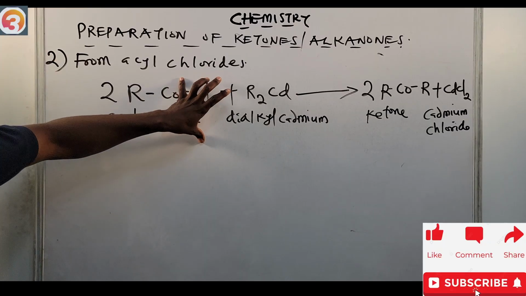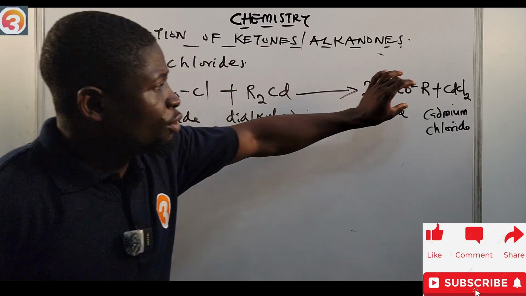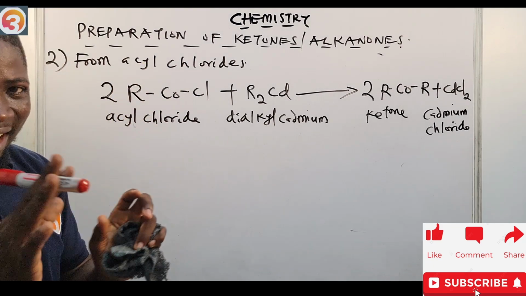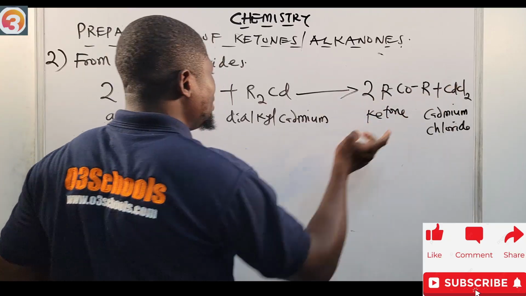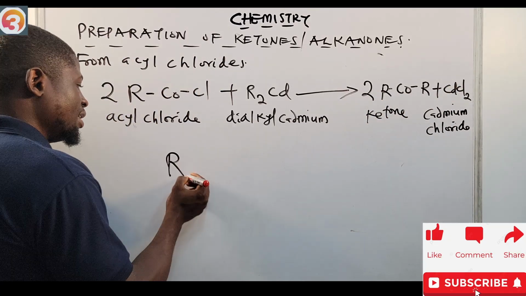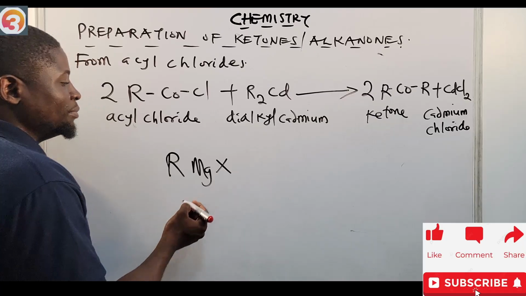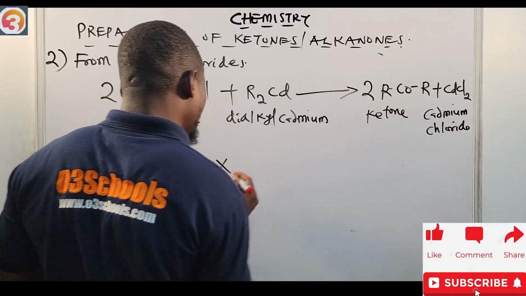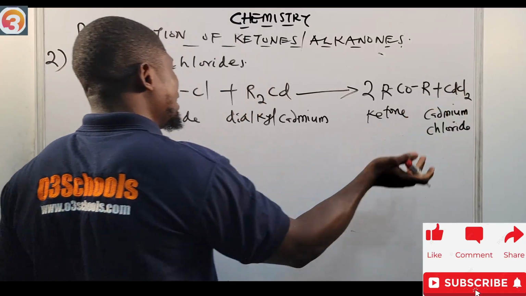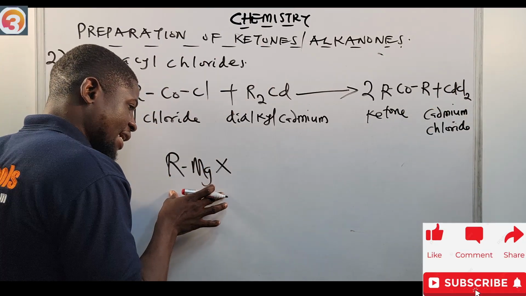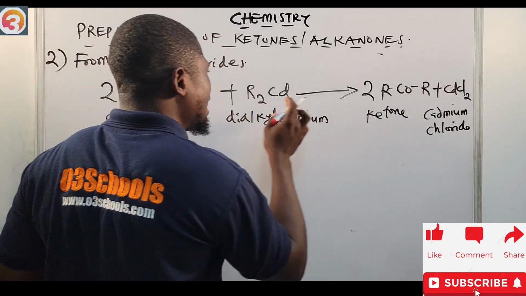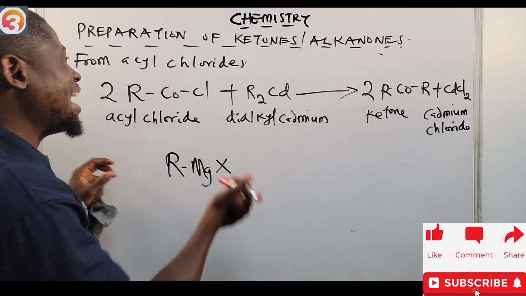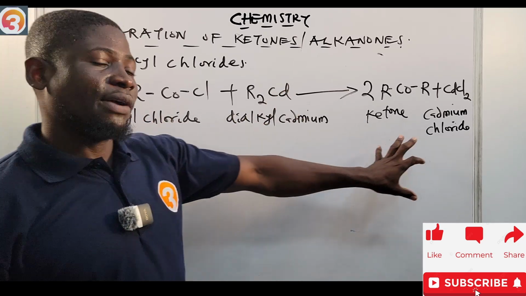So what really happens in this reaction is that cadmium chloride is first of all reacted with Grignard reagent. So the first reaction is actually CdCl2 being reacted with Grignard reagent. Our Grignard reagent is RMgX. Not the final product, but the initial reaction: we react Grignard reagent with cadmium chloride to give us the dialkyl cadmium. This dialkyl cadmium will now react with the acyl chloride to give us our ketone.